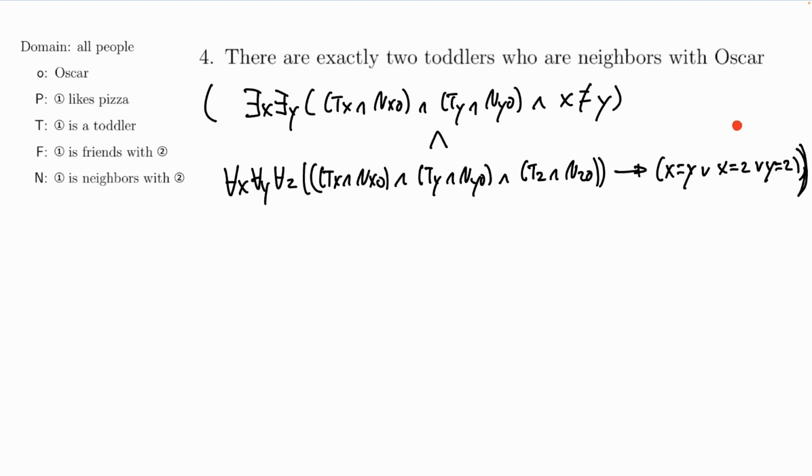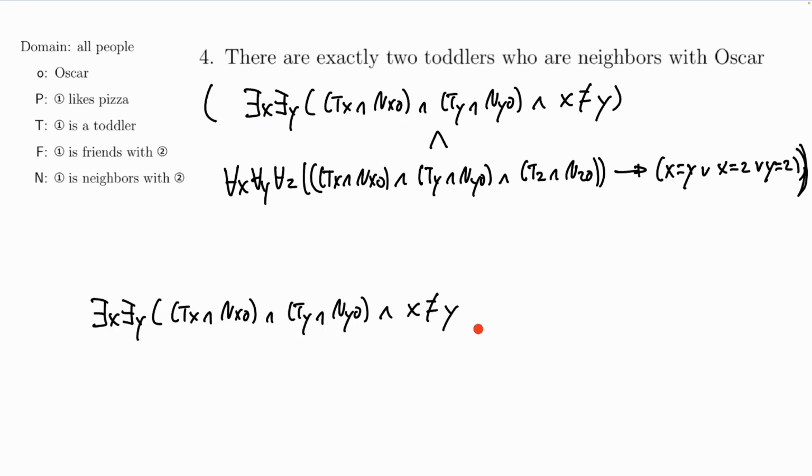Now, as I mentioned, this is quite unwieldy as a formula, there is a more efficient way to translate "there are exactly two toddlers who are neighbors with Oscar." We start in the same way with "there are at least two toddlers who are neighbors with Oscar." So let's copy that. And this time, rather than adding this whole thing here, "at most two toddlers are neighbors with Oscar," we just say, well, okay, we've said there's an X and a Y that are each toddlers that are neighbors with Oscar. They're distinct from each other. And we say, pick anything from the domain Z.